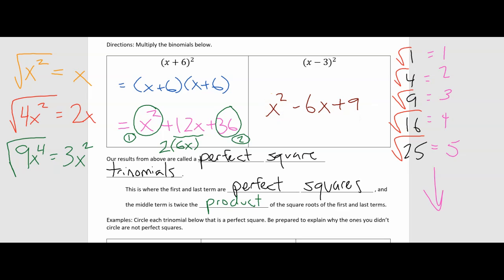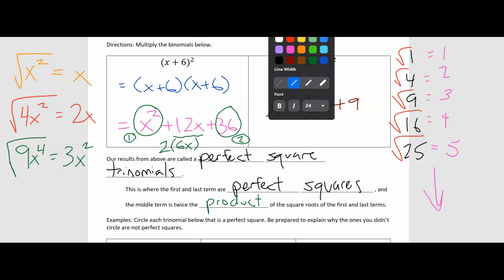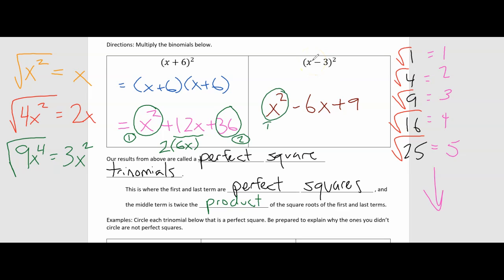If I look over here, the first term is x squared. That's a perfect square. 9 is my last term. That's also a perfect square. Now, 6x is twice the product of the square root of 9, which is 3, and the square root of x squared, which is x. 2 times 3x is 6x. Now, it doesn't matter whether it's a positive or negative sign. Either way, it would be a perfect square trinomial.